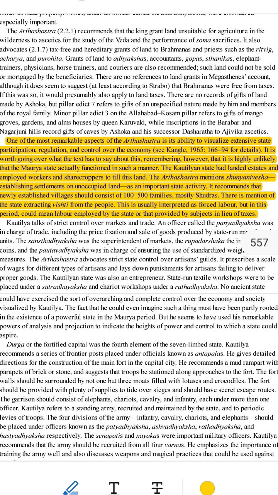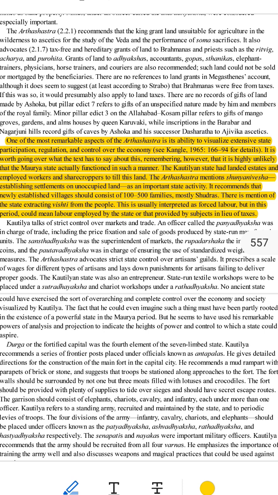Let's explain this step by step in the simplest way possible. 1. The Arthashastra and the economy. What is the Arthashastra? The Arthashastra is an old Indian text written by Kautilya, also known as Chanakya, and it talks about how a king or government should run the country.